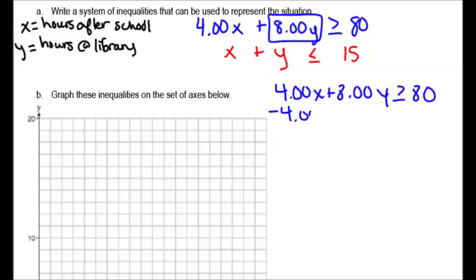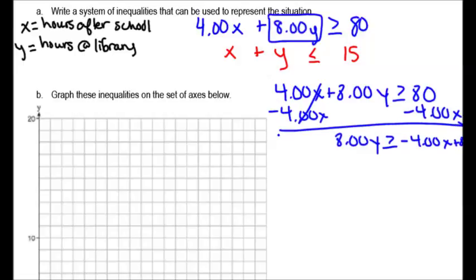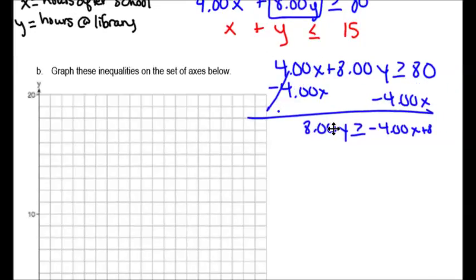Okay, so I'm going to subtract 4X from both sides. And I get 8Y is greater than or equal to negative 4X plus 80. All right, so we want to divide everything here by the 8.